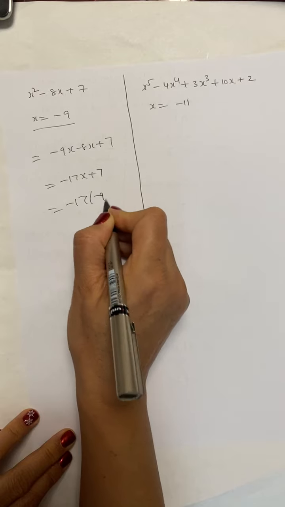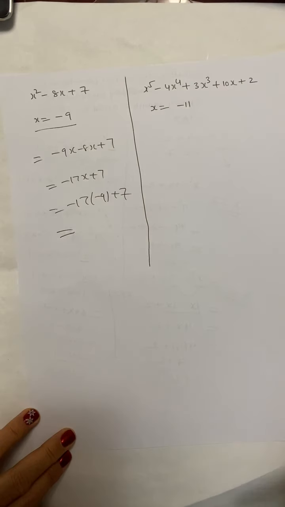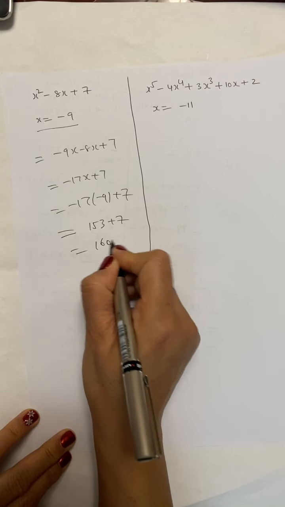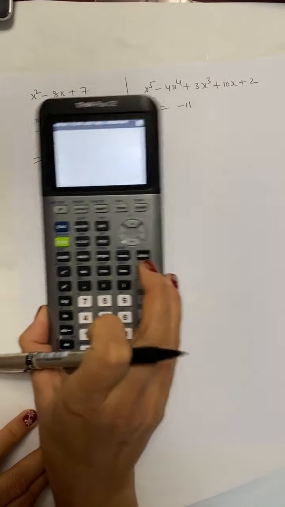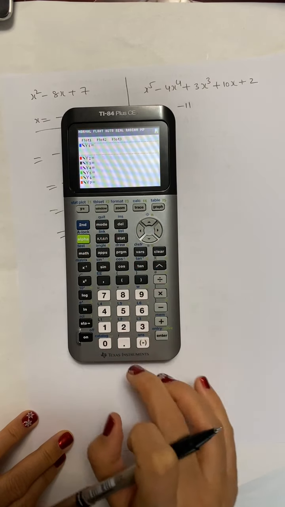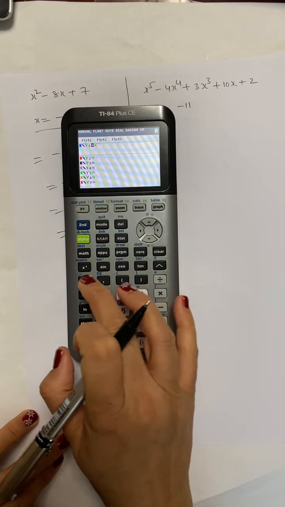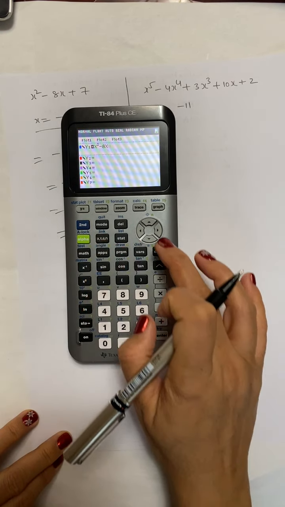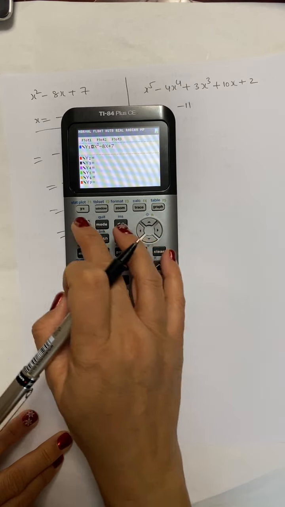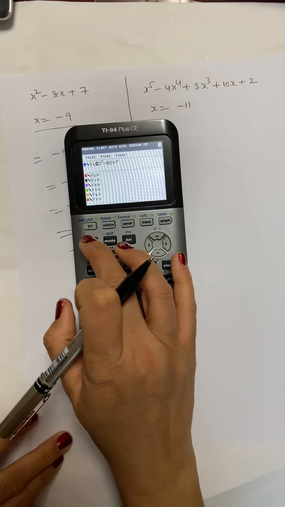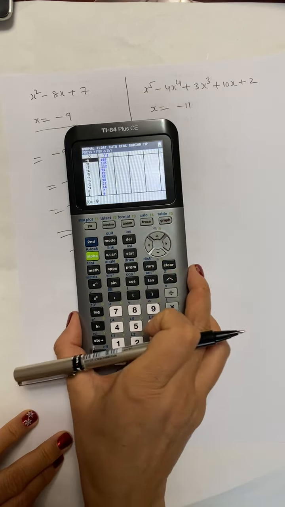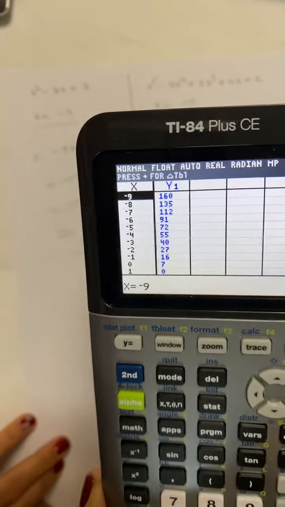And now I'm going to replace this. So now 17 times 9 is equal to 153 plus 7. So this is 160, your answer. Now we can check using the calculator here. So that is x to the power of 2, x squared minus 8x plus 7. And now we can look at x is negative 9. So I'm going to set the table at negative 9 and then second table. So we got the same answer as 160.